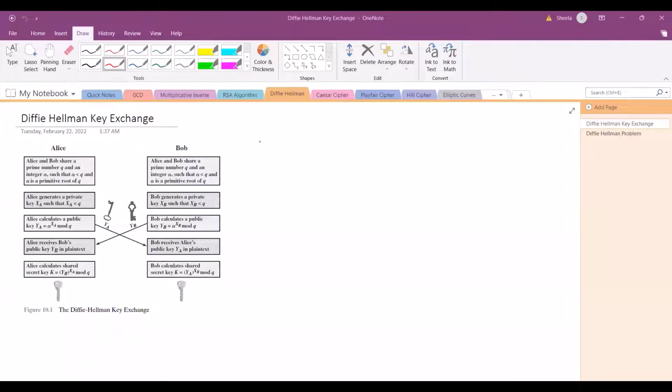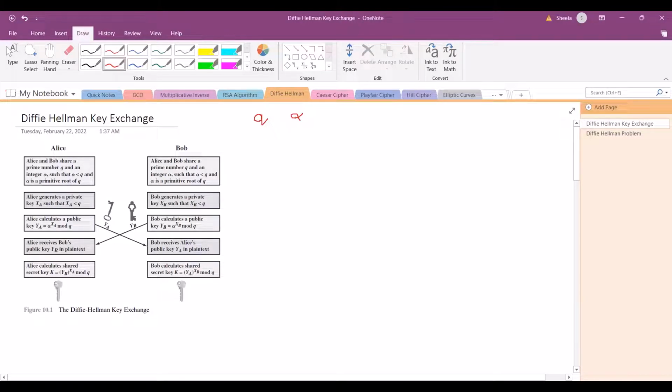Hello everyone. Today we are going to discuss Diffie-Hellman key exchange. Diffie-Hellman key exchange is mainly used to exchange a session key between two users. In Diffie-Hellman key exchange, first both the users consider the prime number q and the corresponding primitive root alpha.